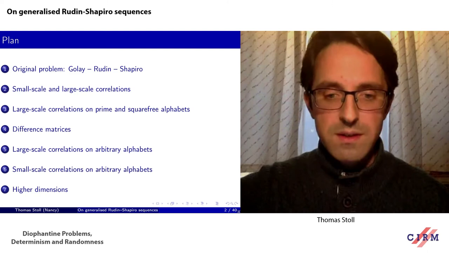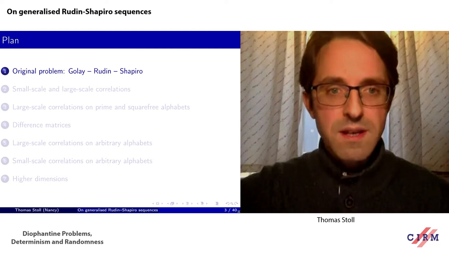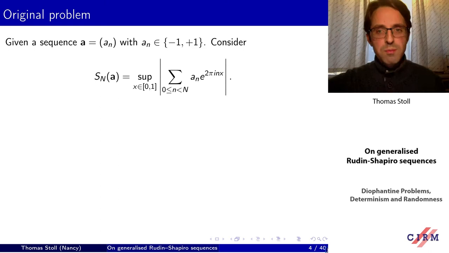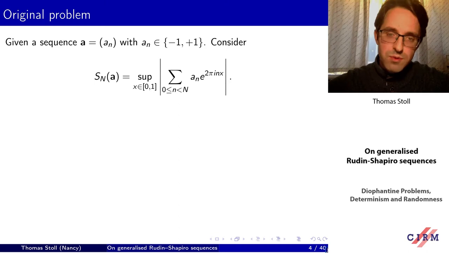in physics. Okay, so I start off with the original problem. Given a sequence A on two symbols, you take -1 and +1, you may ask, what is the size of S_N(A), which is the supremum norm of this polynomial of degree N on the unit circle? And you might ask, how large, how small can this quantity be on deterministic sequences?